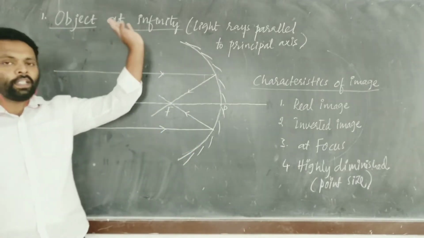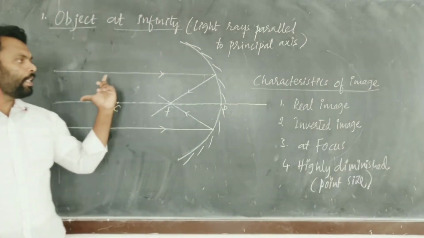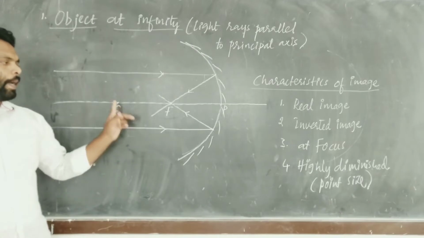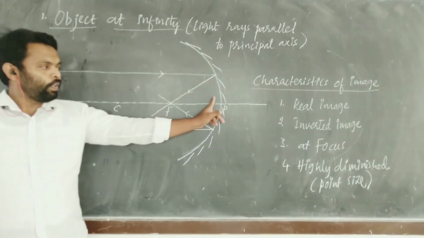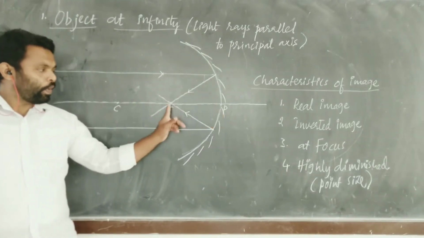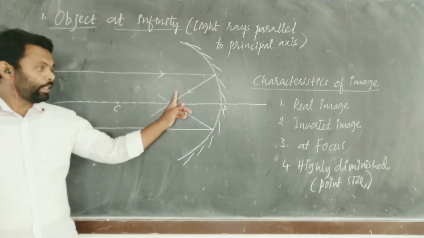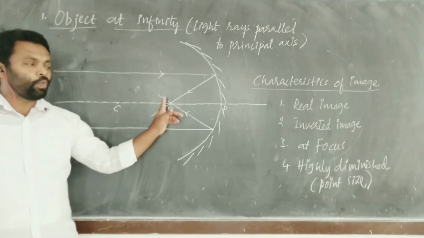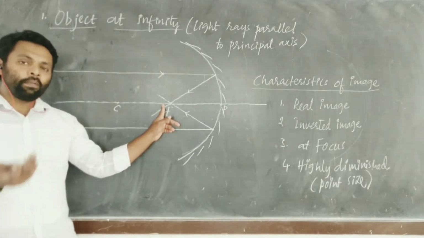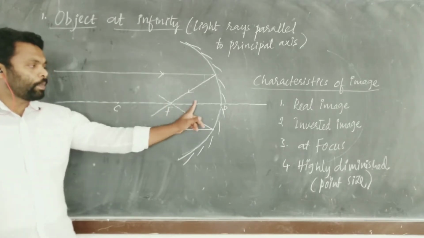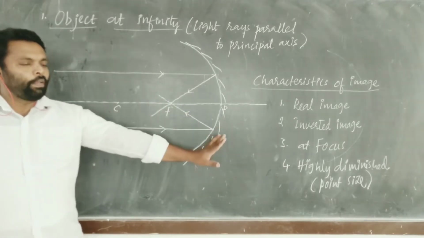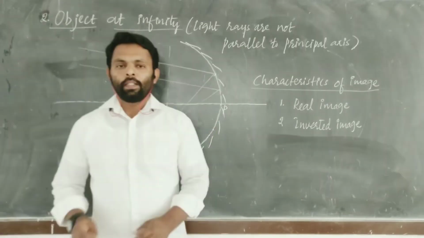So, if an object is at infinity, when light rays are coming parallel to each other and parallel to principal axis, incident on the concave mirror, the image formed is at focus. As reflected light rays are intersecting, the image is real and all real images are inverted images. And the position of the image is at focus and the image is highly diminished.